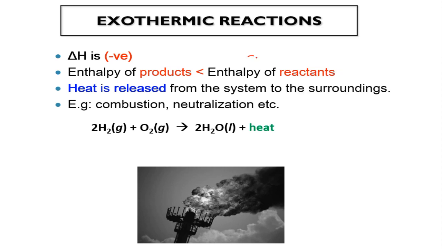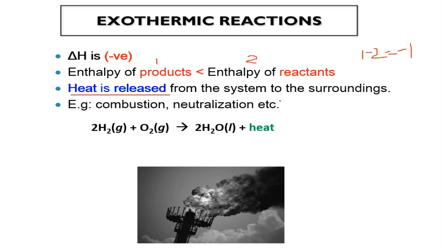The value of this one is 2 and then this value is 1. Normally we are using final minus initial. So 1 minus 2 equals negative 1. So that's why an exothermic reaction has a negative value. Enthalpy is negative. And another meaning is that in exothermic, heat is released from the system to the surrounding.